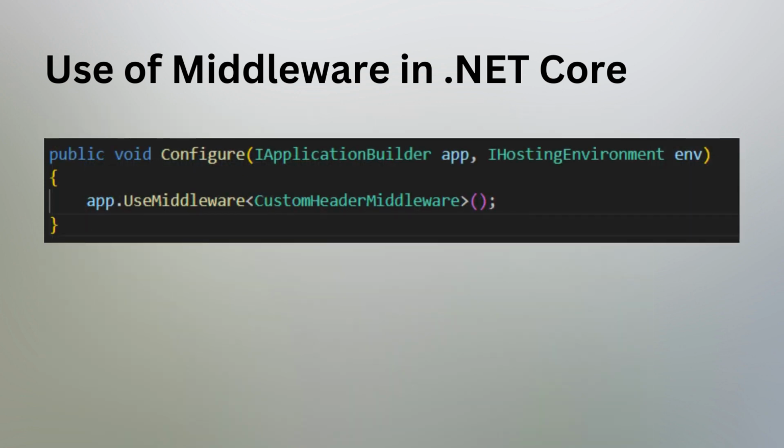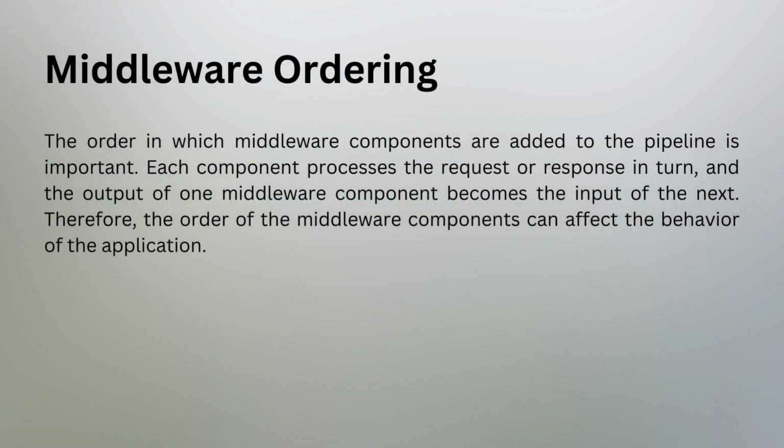To use this middleware component in an ASP.NET Core application, you need to add it to the middleware pipeline in the Startup.cs file. In this example, the UseMiddleware method is called to add the custom header middleware component to the pipeline.